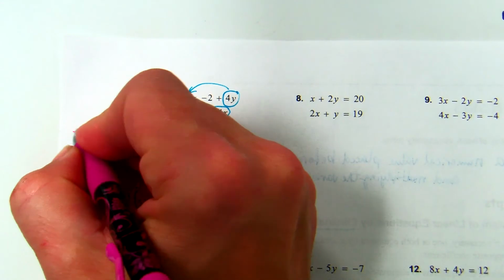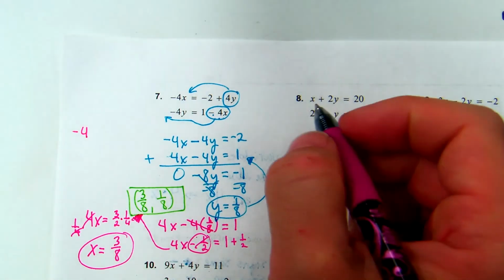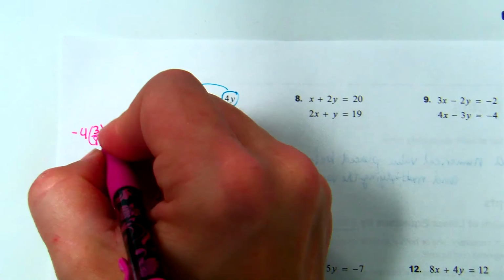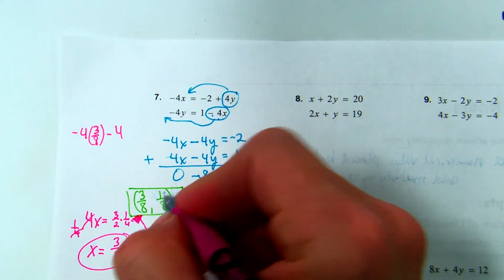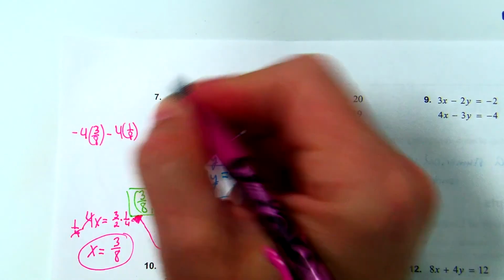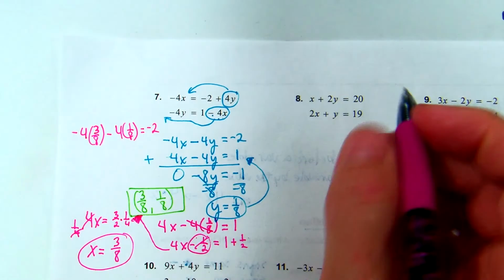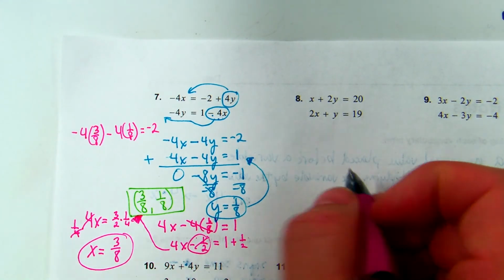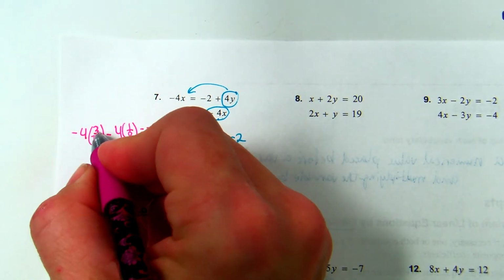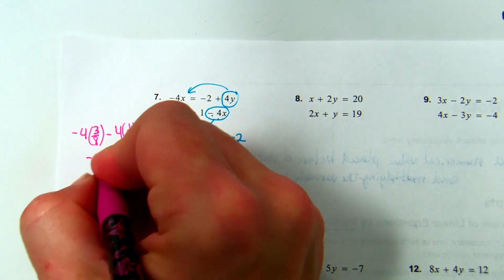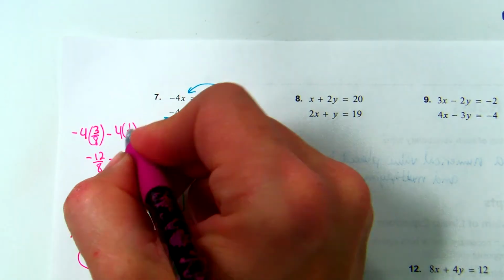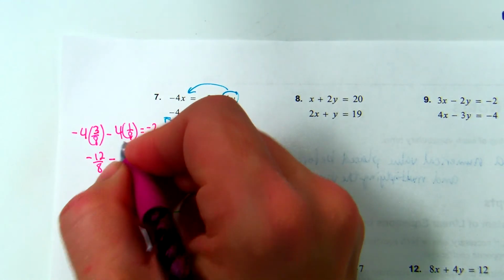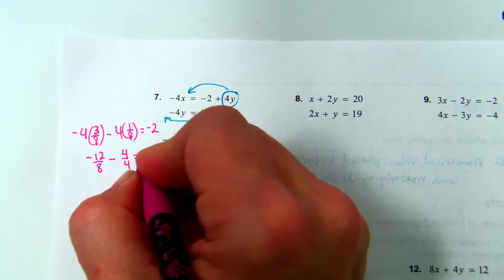We're going to have -4 times 3 over 8 minus 4 times 1 over 8. And that's supposed to equal -2. So we're going to take -4 times 3, it's going to be -12 over 8, minus 4 times 1 over 8, so it's going to be 4 over 8. Still supposed to equal -2.